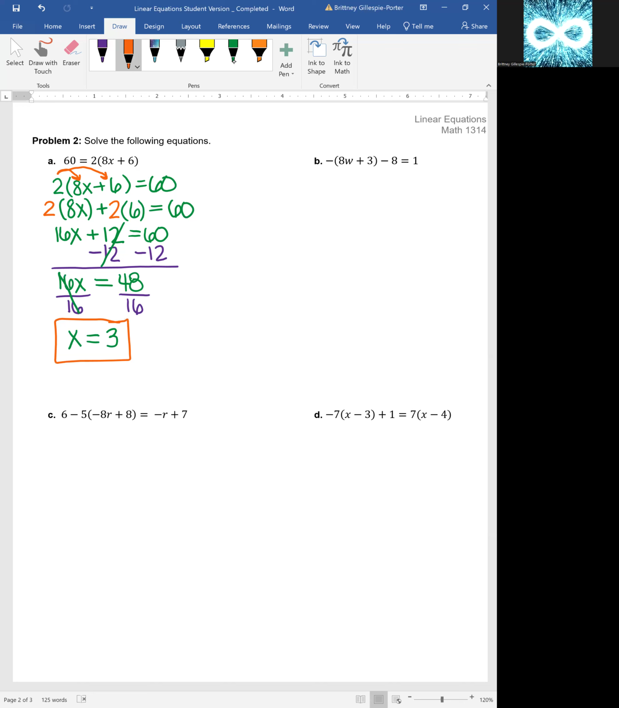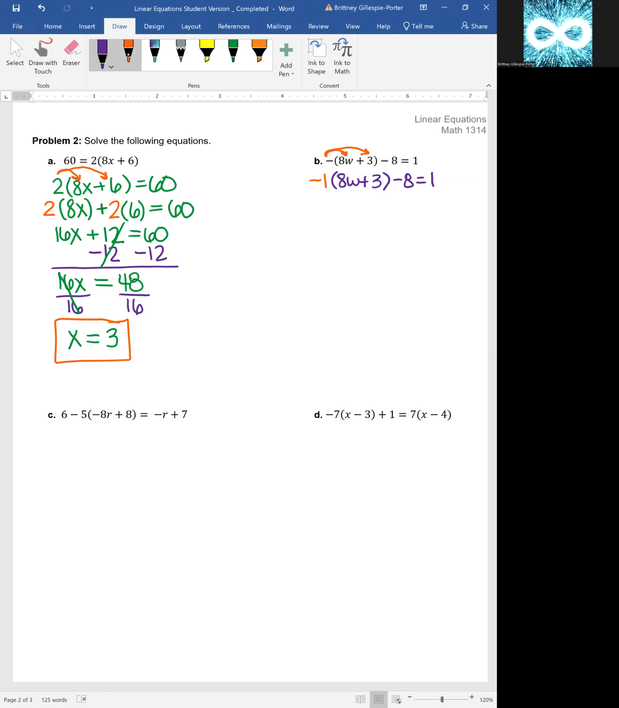In problem 2b, we have the negative of parentheses 8w plus 3 minus 8 equal to 1. There's a couple of different ways of looking at this negative out front. Some students like to look at it as a negative that just needs to be pushed all the way through, which means we're going to change everybody's signs. Other students don't like just the negative being there, and they'll do a -1 because that hasn't changed anything, but it does make it easier for them to distribute.